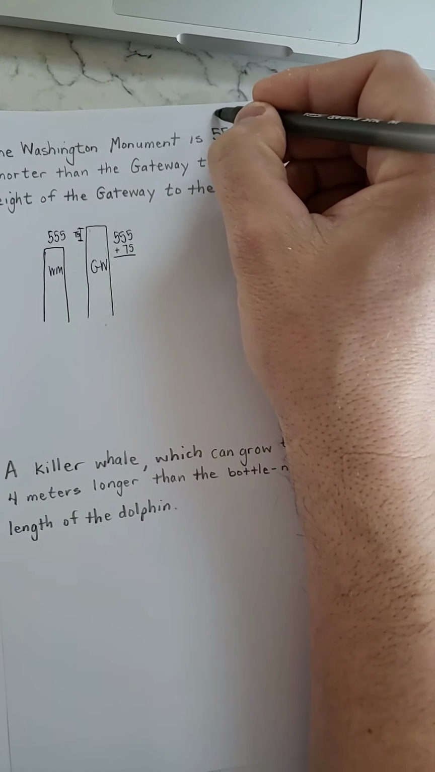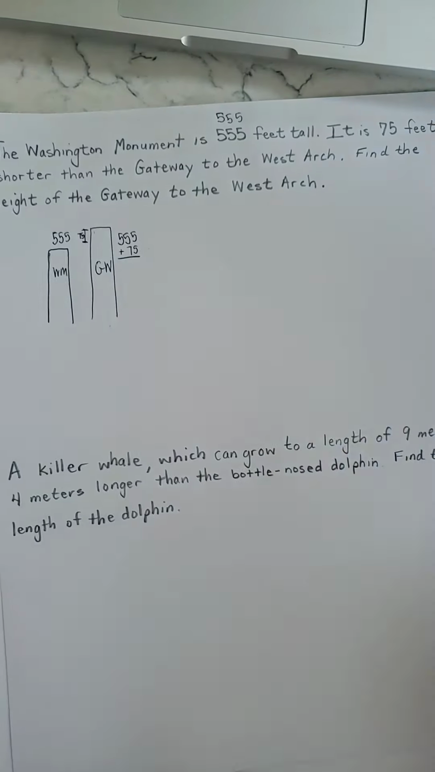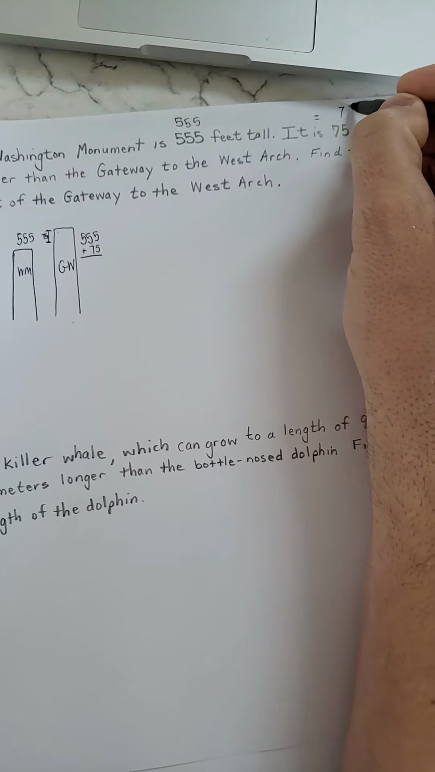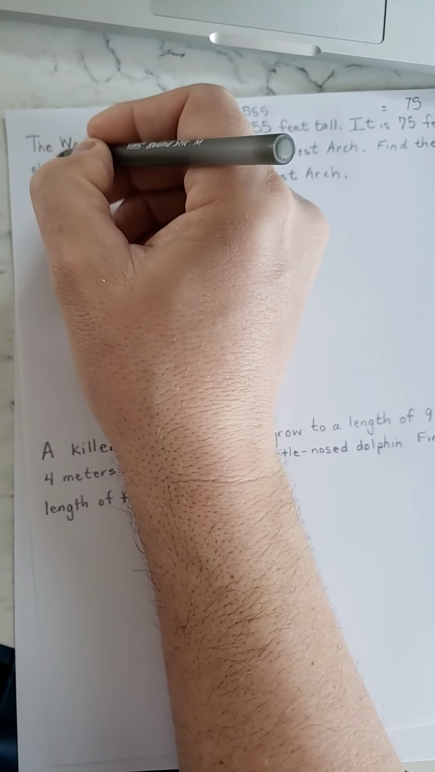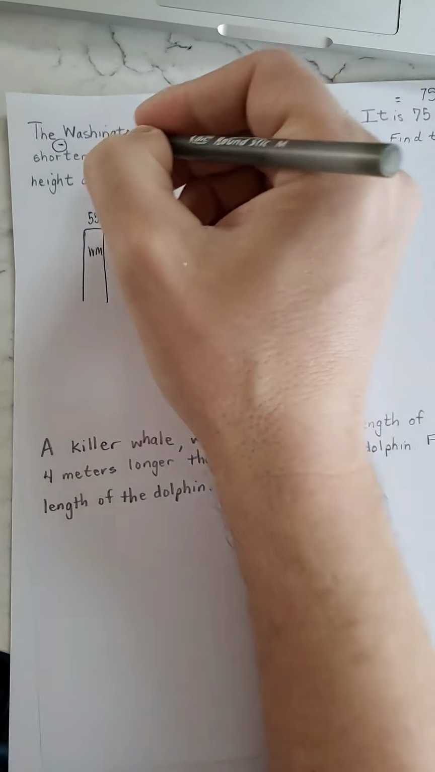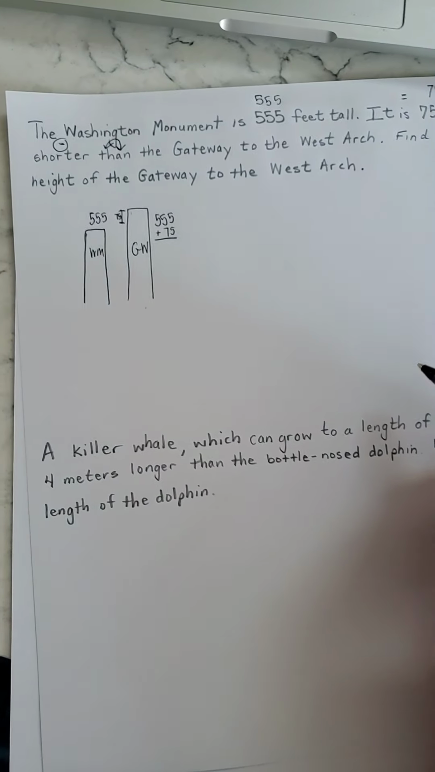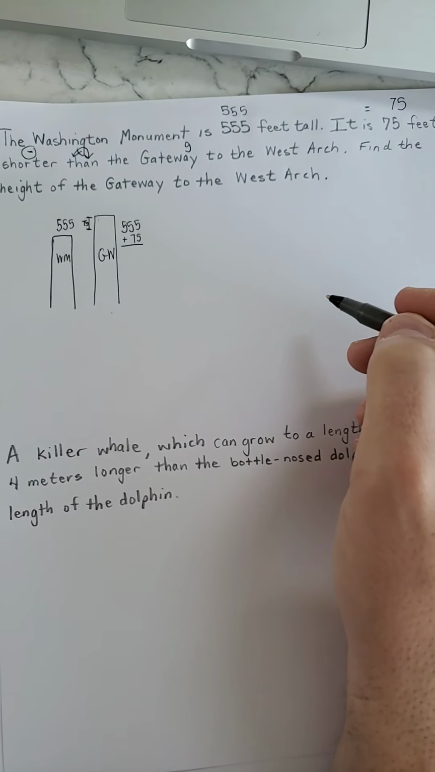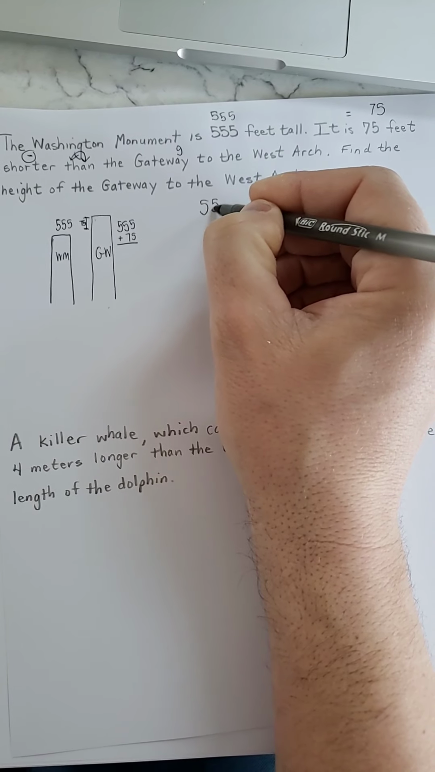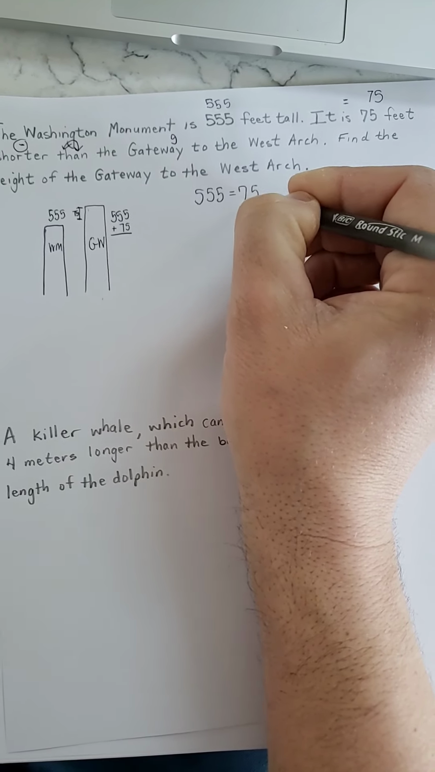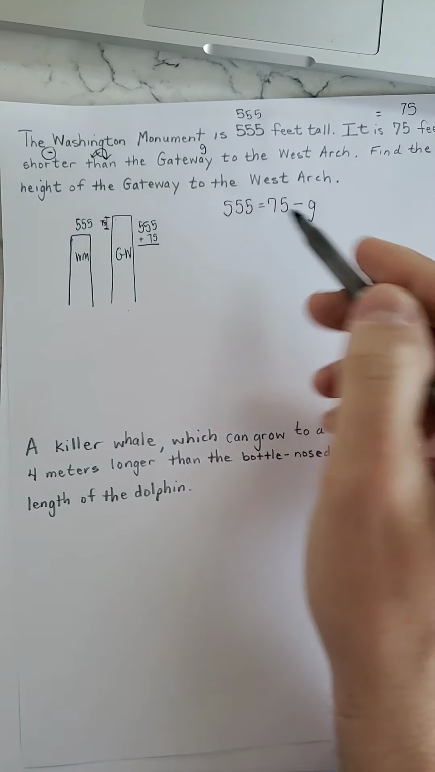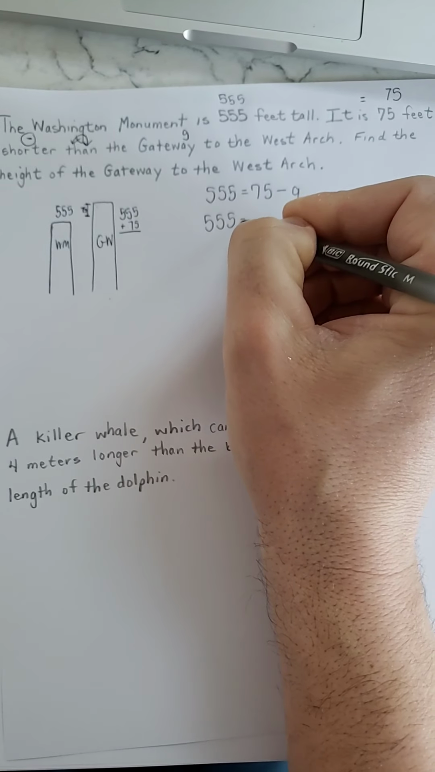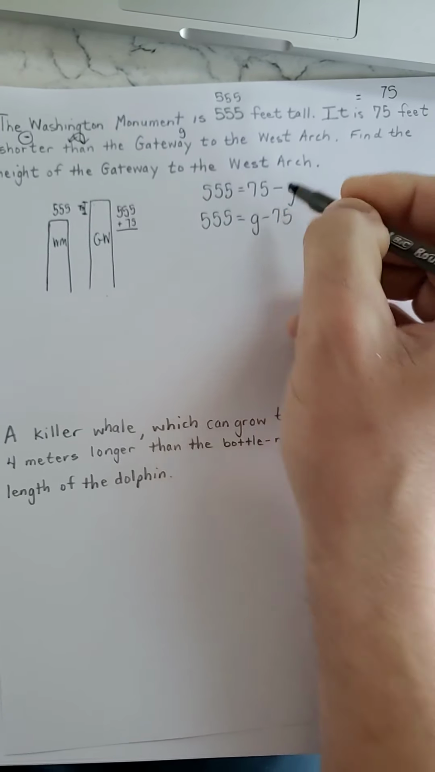The Washington Monument is 555 feet tall. It is, there's my equal to symbol, 75 feet shorter than, which is our switch word, the Gateway to the West Arch. I'll pick a variable, I'll go with G for that. So if I'm solving this in one step, I have 555 equals 75 minus G. I do have a switch word here, so it's going to be 555 equals G minus 75, because I had to switch this.